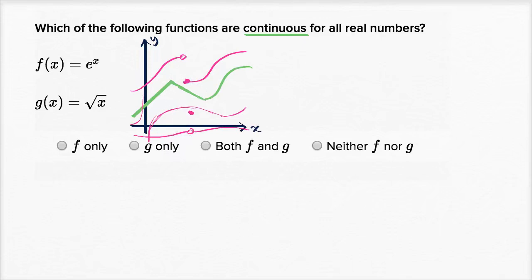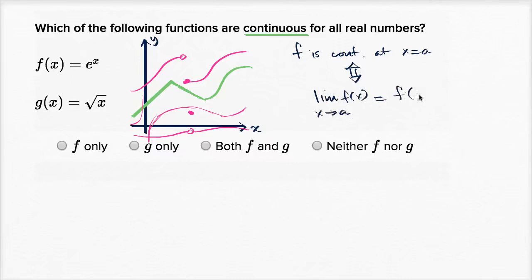Now, if you want the more mathy understanding of that, and we've looked at this before, we say that a function f is continuous at some value x equals a if and only if, draw my little two-way arrows here, the limit of f of x as x approaches a is equal to the value of the function at a. So once again, in order to be continuous there, you at least have to be defined there.